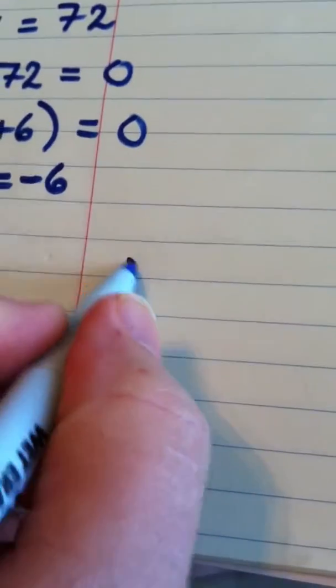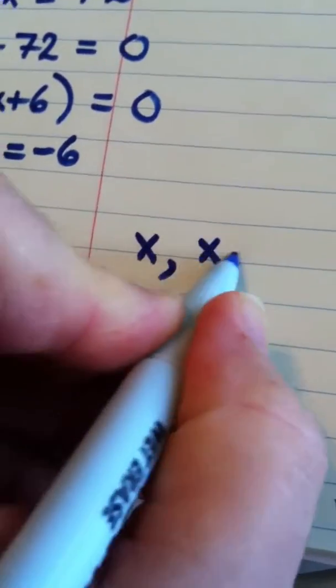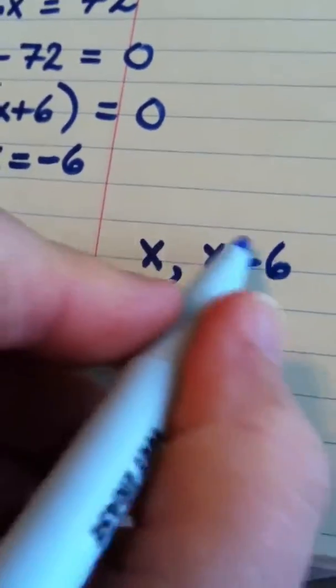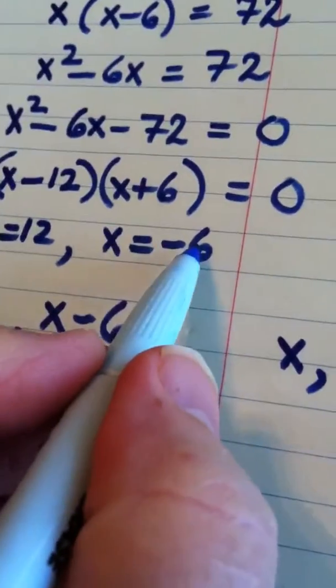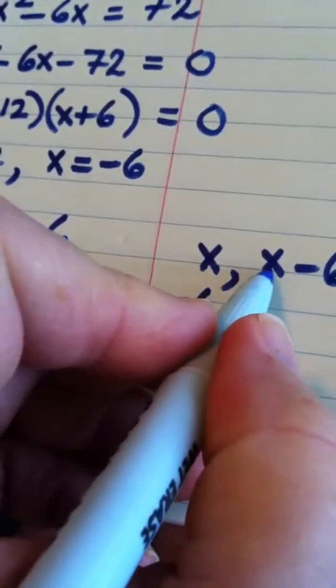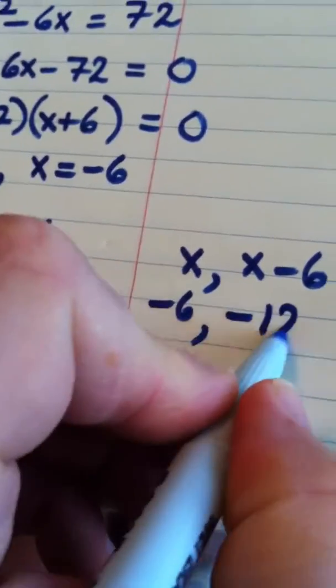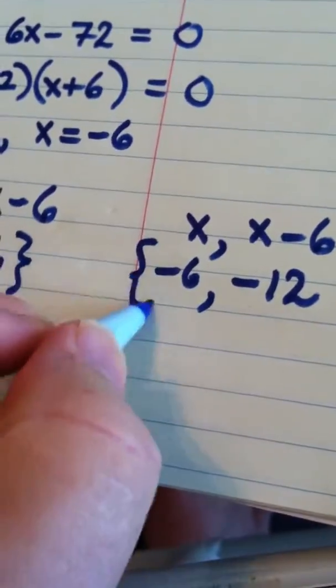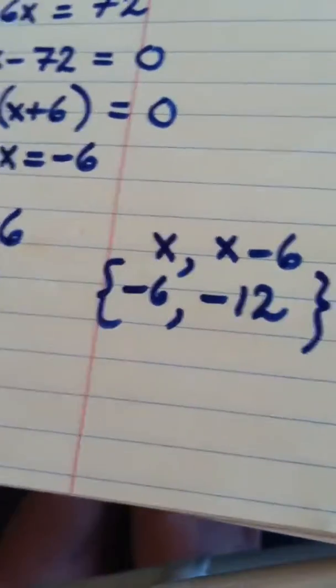Again, remember, my original numbers were x and x minus 6. That was how they were set up. If x is negative 6, x would be negative 6, and negative 6 minus 6 would be negative 12. There's another set of answers.